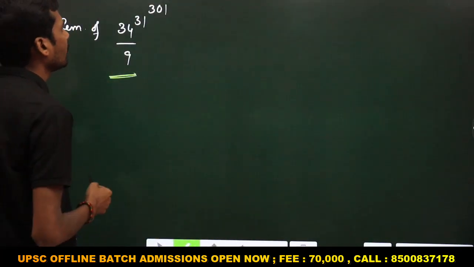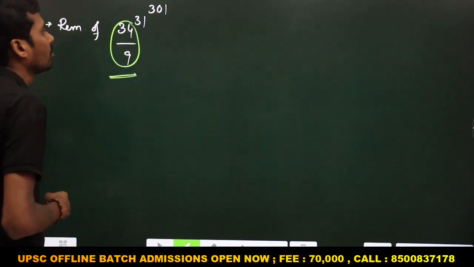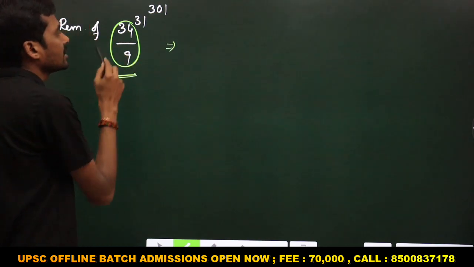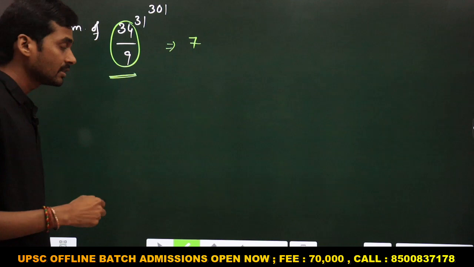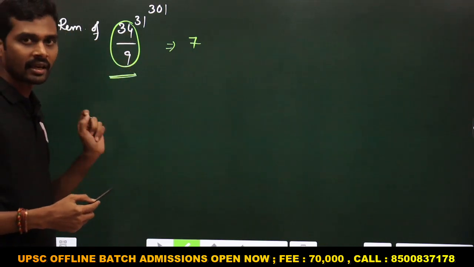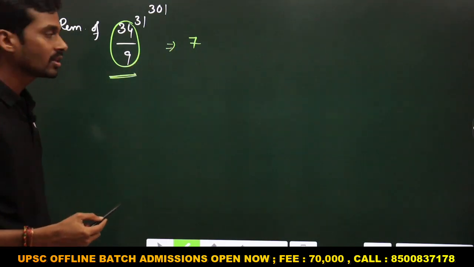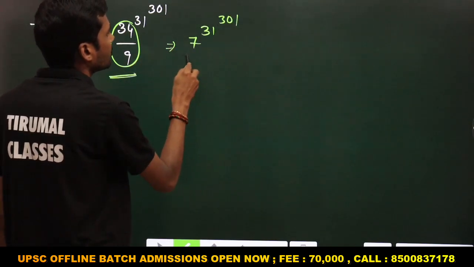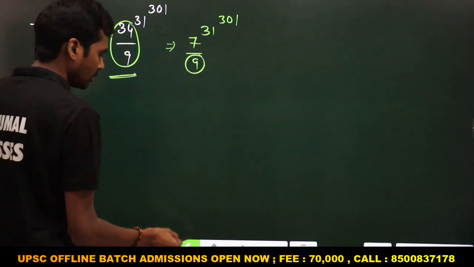34 to the power of 31 to the power of 301. First you take this number 34 divided by 9. 9 3s are 27, so the remainder is 7. So first you take this number 34 divided by 9. 9 3s are 27, which means the remainder is what? 7. 7 to the power of 31 to the power of 301. It becomes 9.